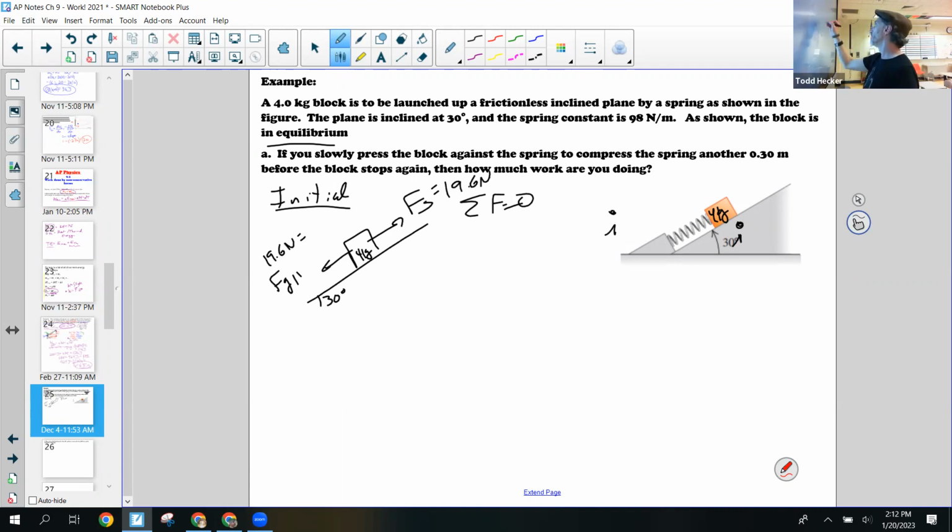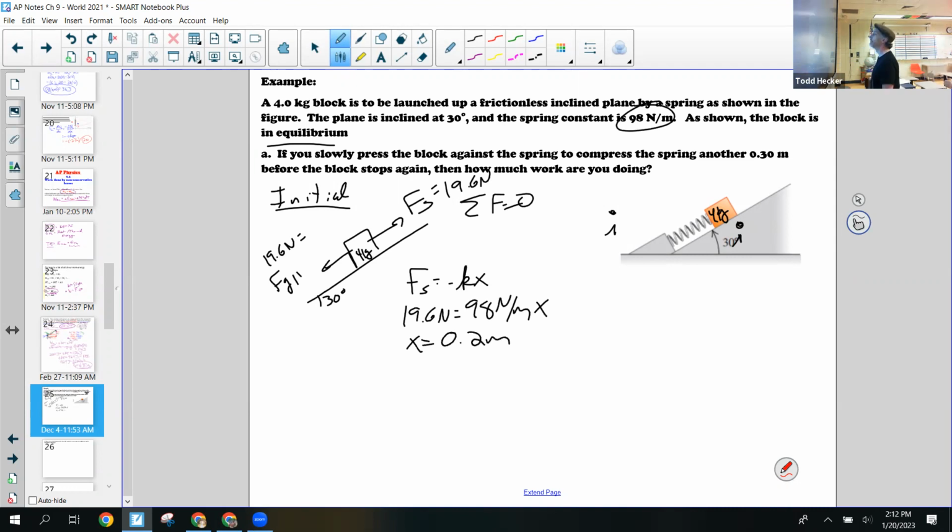Which means the force of the spring must be 19.6 newtons. So now I'm just going to say the force of the spring is negative kx. 19.6 newtons equals 98 newtons per meter times x. Divide, and your x turns out to be 0.2 meters. Okay, so that's my initial position, so let's make a note of that. Here, x is 0. Right now, our x is at 0.2 meters. Yes, negative because it's down the hill.